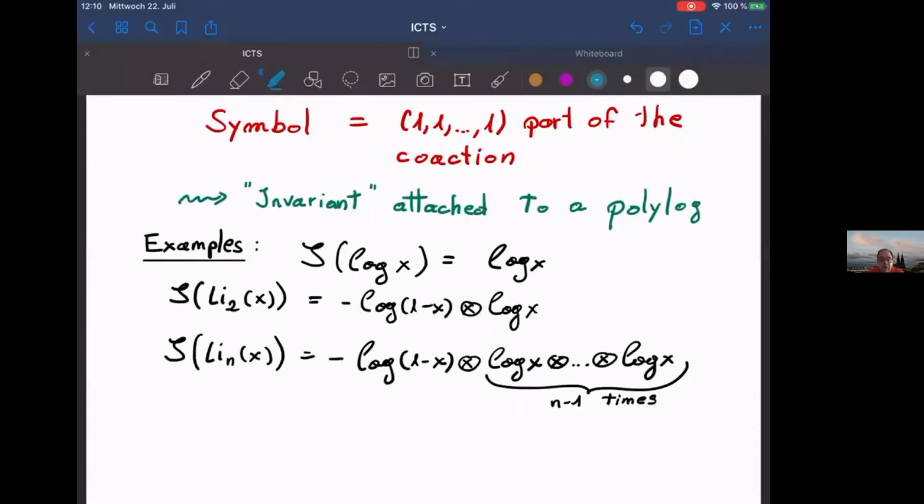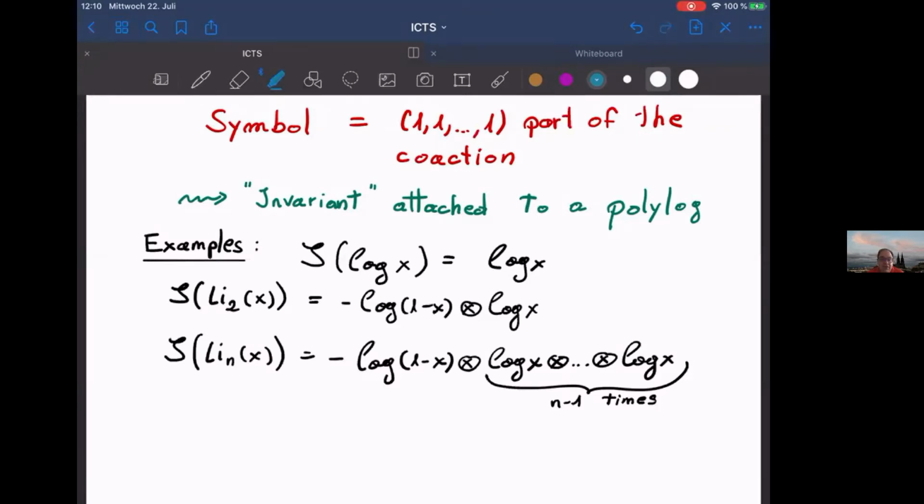The dilogarithm has weight 2, and if you look at the form of the coaction for the dilogarithm, you see that the part that has weight 1 in each slot is precisely minus log(1 minus x) tensor log x. And if you do it for Li_n, it would be the generalization of this, which is minus log(1 minus x) tensor log x tensor log x tensor log x, and so on.